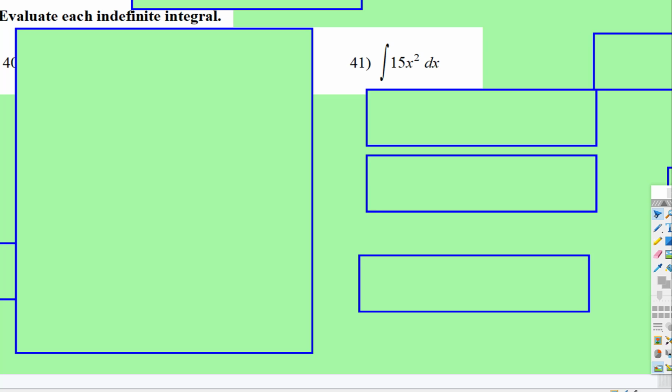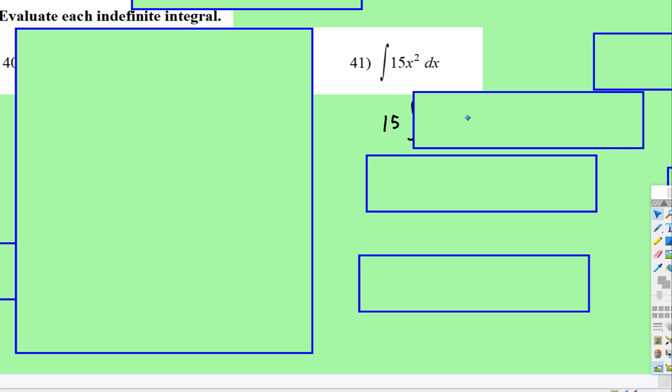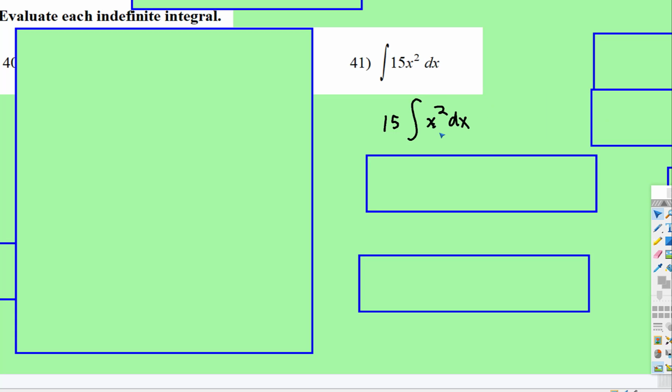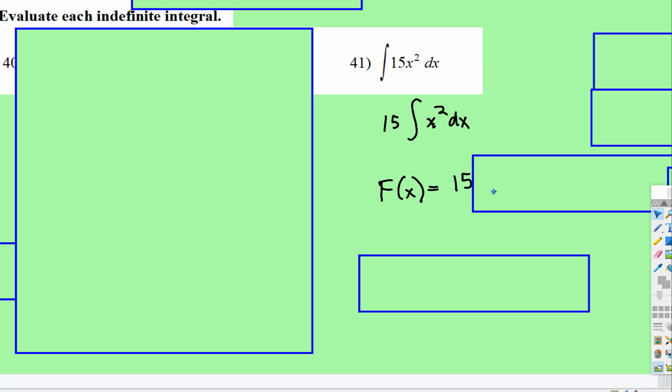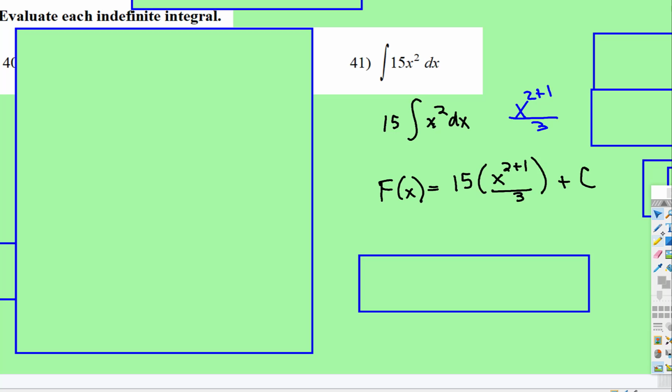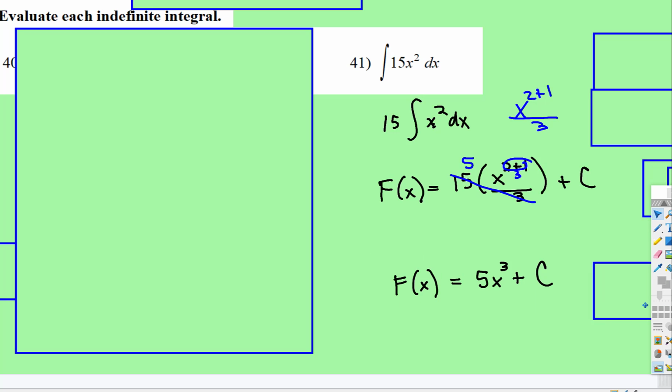So we're going to do the same thing. We're going to bring out the constant of the function, or the coefficient, and then start the integral or the antiderivative process. F of x is equal to 15 times. For x squared, you add a 1, they add up to 3, divide by 3. So that's what I did there. And then notice 15 divided by 3 leaves 5, 2 plus 1 leaves x cubed. So the result is F of x is equal to 5x cubed plus C.